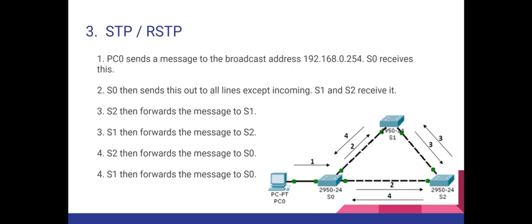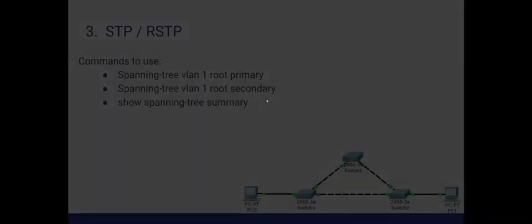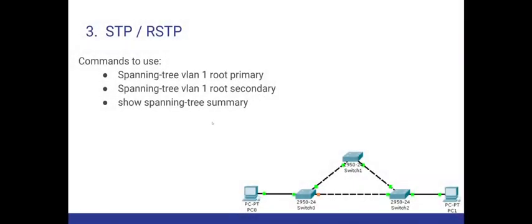I will continue. So basically, PC0 sends a message to switch 0. From there it goes to S2, then it goes to S1, goes to S0, and then it keeps going like this. The commands you can use to configure your switches are spanning-tree vlan 1 root primary, spanning-tree vlan 1 root secondary, and show spanning-tree summary. Very important commands to remember, guys.